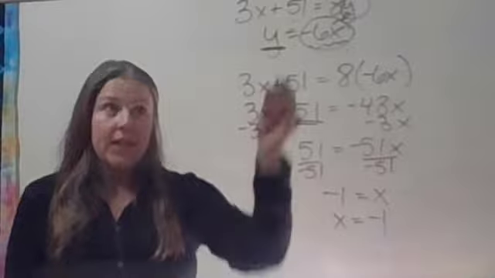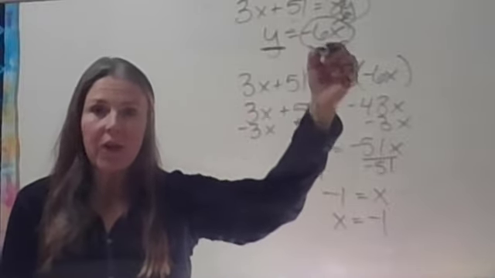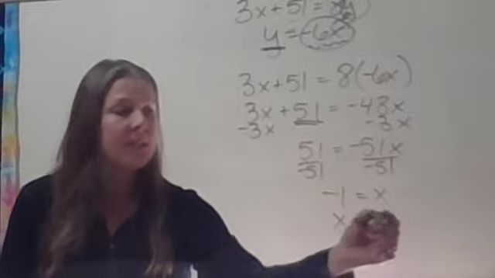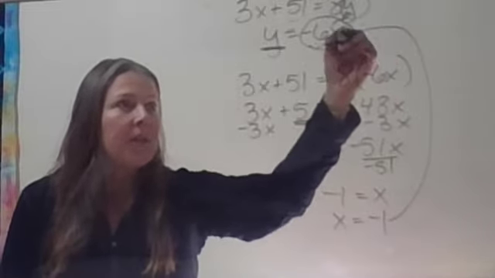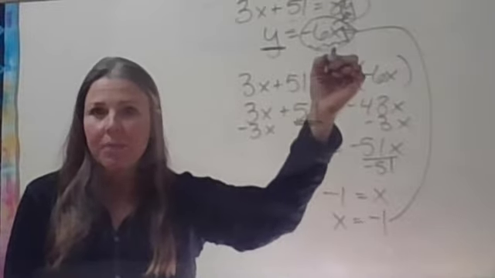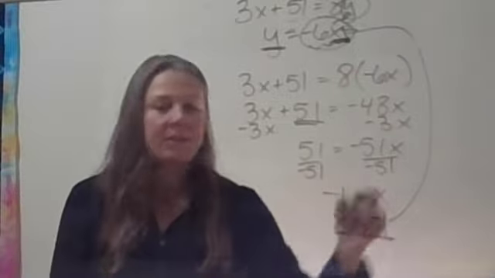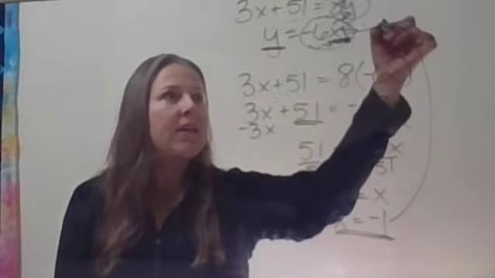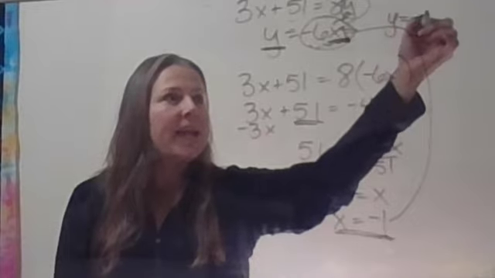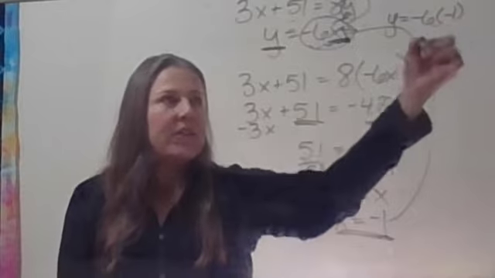Okay, so we need an ordered pair point, a solution where these two linear equations cross. We have our x. We're going to go back up here and solve for y. So this one looks a bit easier to plug into than that one, so I'm going to pick the bottom one. So we're substituting this -1 in for this x. So y equals -6 times -1.